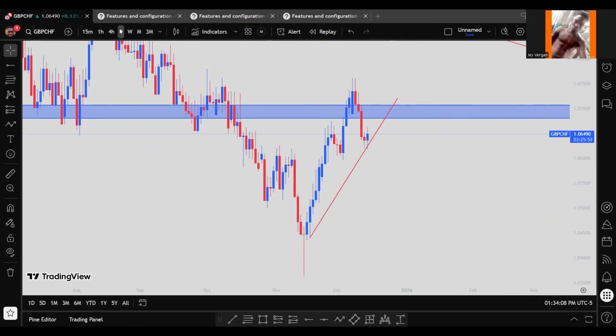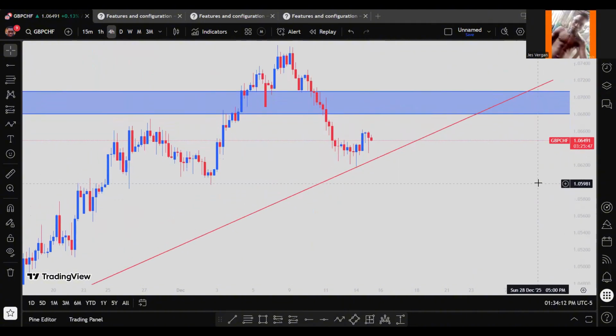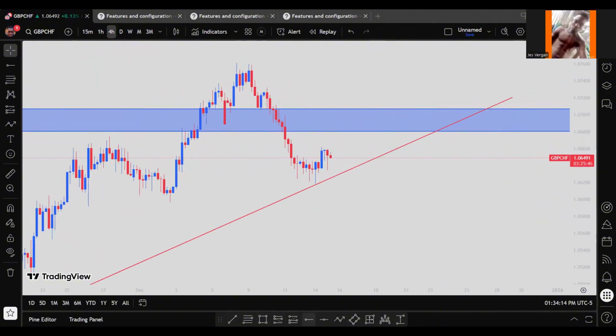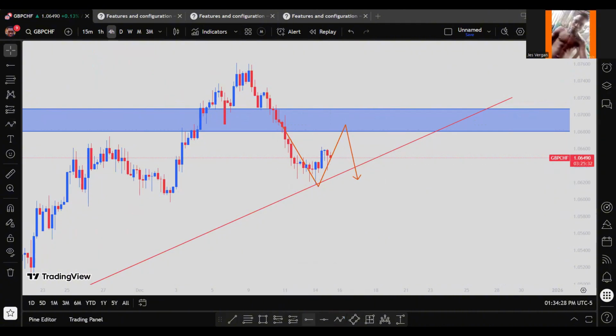So what I'm waiting for to get into this particular setup is for price to retest. That's what I'm waiting for. Price was currently pushing to the upside a little bit. After price broke it to the downside like this, I'm expecting price to retest it. After price retests it, we should have a break of this counter trend, and then I will go into a sell trade.